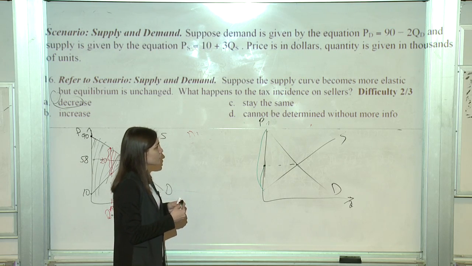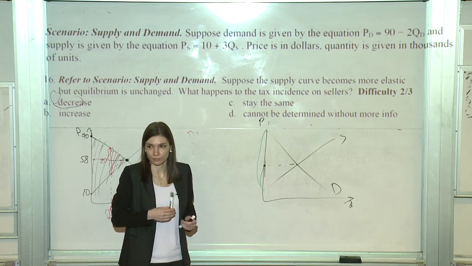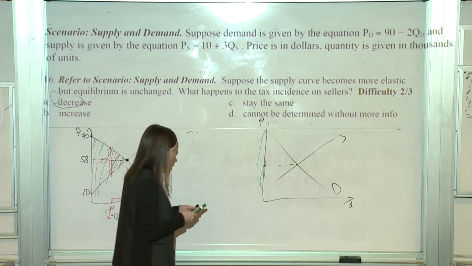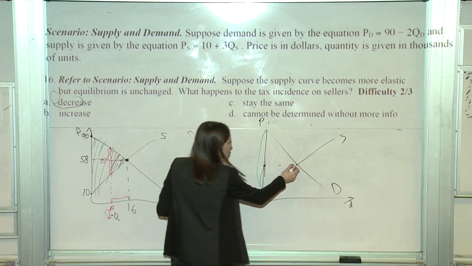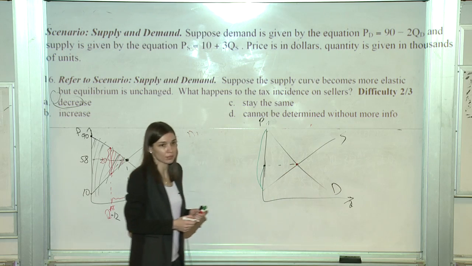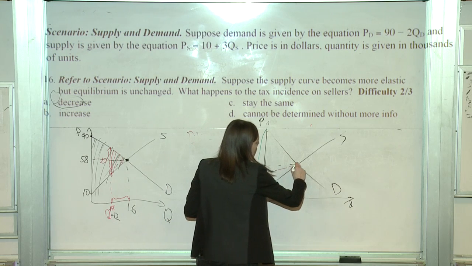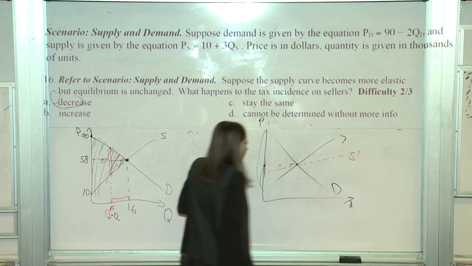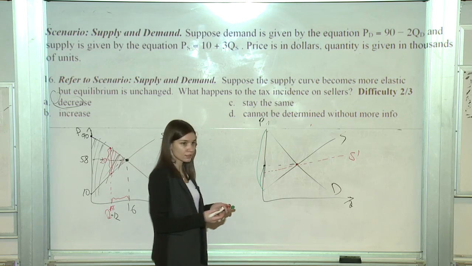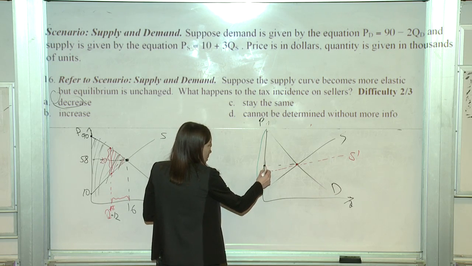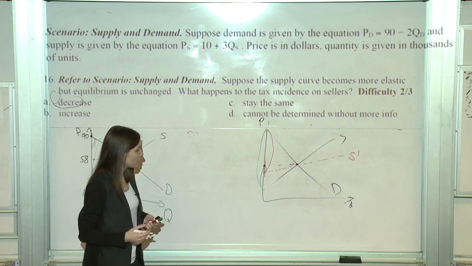So the supply curve is going to become more elastic, which means it's going to become flatter or steeper? Flatter. The more flat it is, the more elastic the curve. So the equilibrium is going to stay the same, right? So it still needs to pass through that point, but it's now going to be flatter. Okay, so this is the new supply. Now after the change, let's see what happens to the tax incidence on suppliers. Now it's this divided by that, right? So that's the ratio that we're looking at.